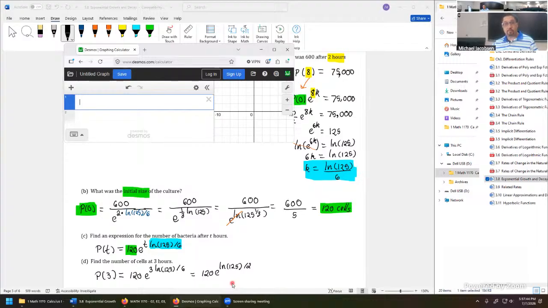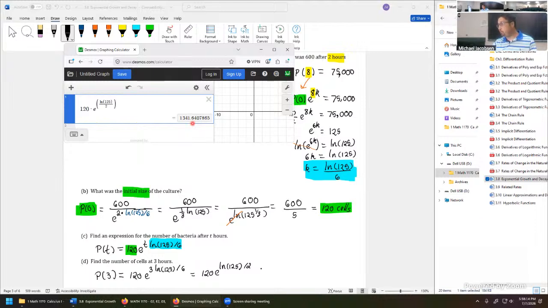So as a calculator value, this is 120 times e to the power of natural log 125 divided by 2. I didn't say what to round this one on, so once again, any reasonable amount, the nearest whole cell or the nearest tenth, maybe a cell division was about to occur as an interpretation there at 3 hours. I'll round this one to the nearest tenth, and you're welcome to use your best judgment as well.